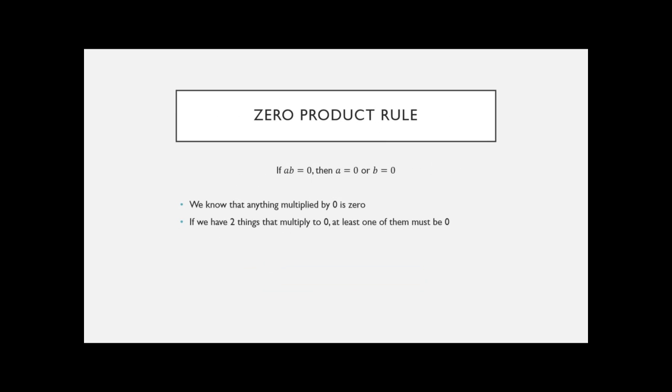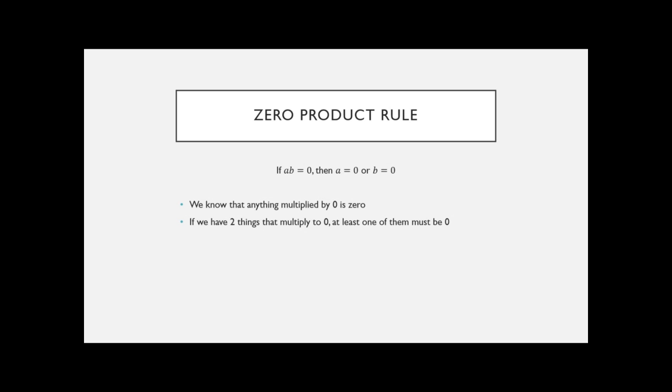The rule itself is actually very simple. It basically says if a times b equals 0, then a equals 0, or b equals 0. And it comes from what we know about multiplication.